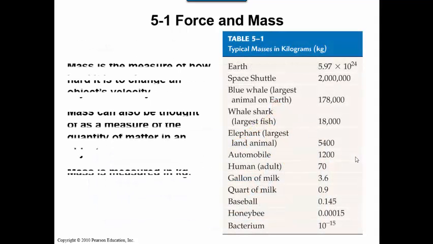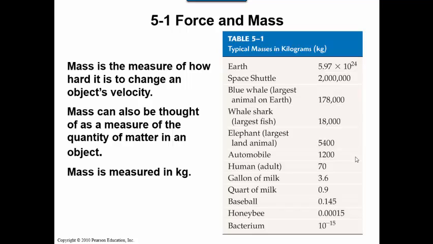Mass is measured in kilograms. It's really a measure of how hard it is to change an object's velocity. The more mass something has, the harder it is to stop it, or the harder it is to keep it going. Mass can also be thought of as a measure of the quantity of matter in an object. It never changes from place to place.